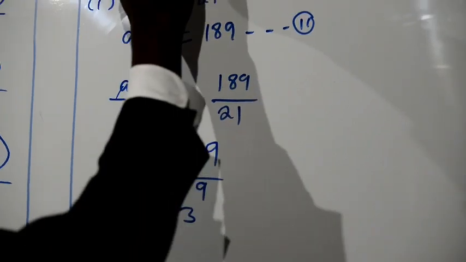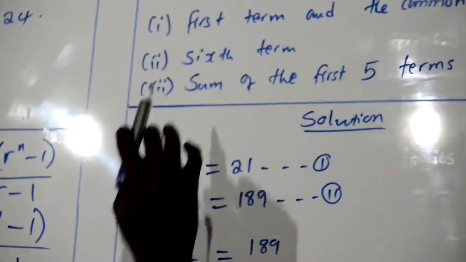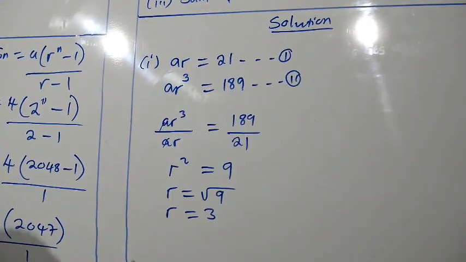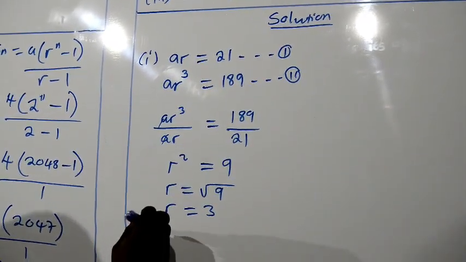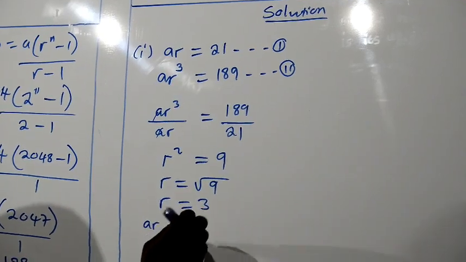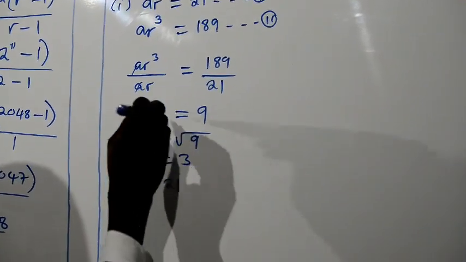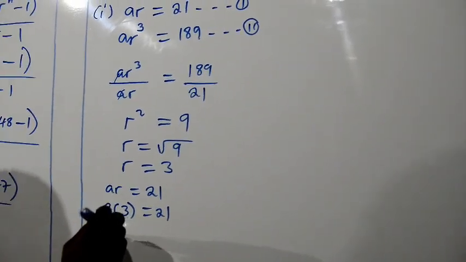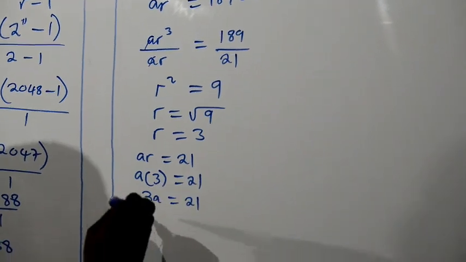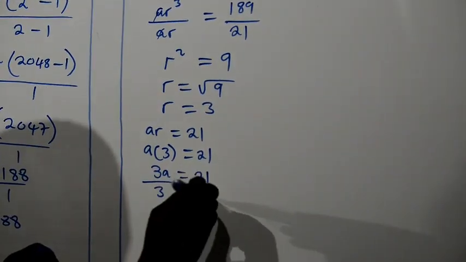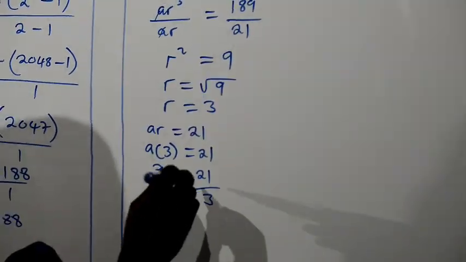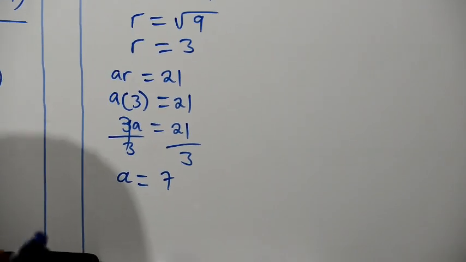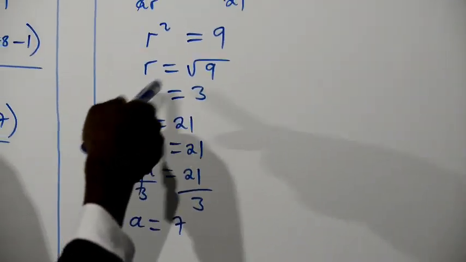Then we are requested to find the first term and the common ratio. Now let's find the first term. To find the first term, we can use either the first equation or the second equation. We substitute R. From the first equation, we have AR equals 21. Where there is R, we put the value of R, which is 3, equals 21. So 3 times A, it will be 3A, equals 21. Now we divide both sides by 3. So A will be equal to 21 divided by 3, that is 7. Therefore, the first term is 7 and the common ratio is 3.